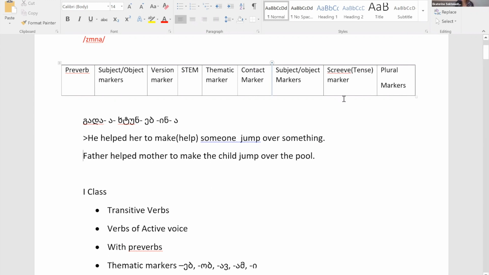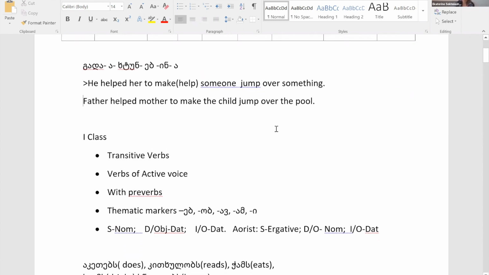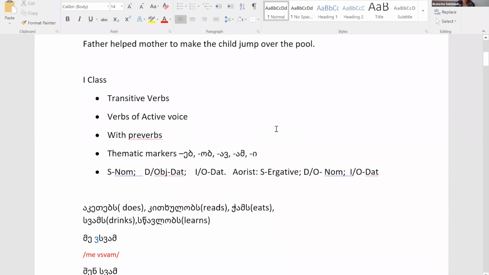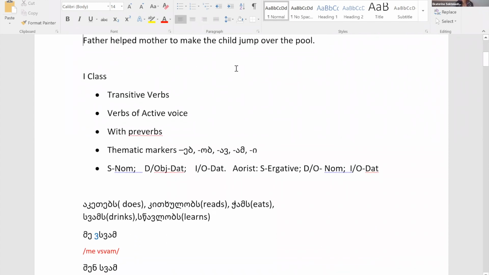Let's carry on. Now let us discuss the classes. The first class we see here contains verbs which are transitive, verbs of active voice. They usually have preverbs, thematic markers, and stem markers: eb, ob, av, am, e. The subject is usually nominative, the direct object is dative, and the indirect object is dative as well. As for the aorist, in the past the subject is ergative, the direct object nominative, and the indirect object dative.